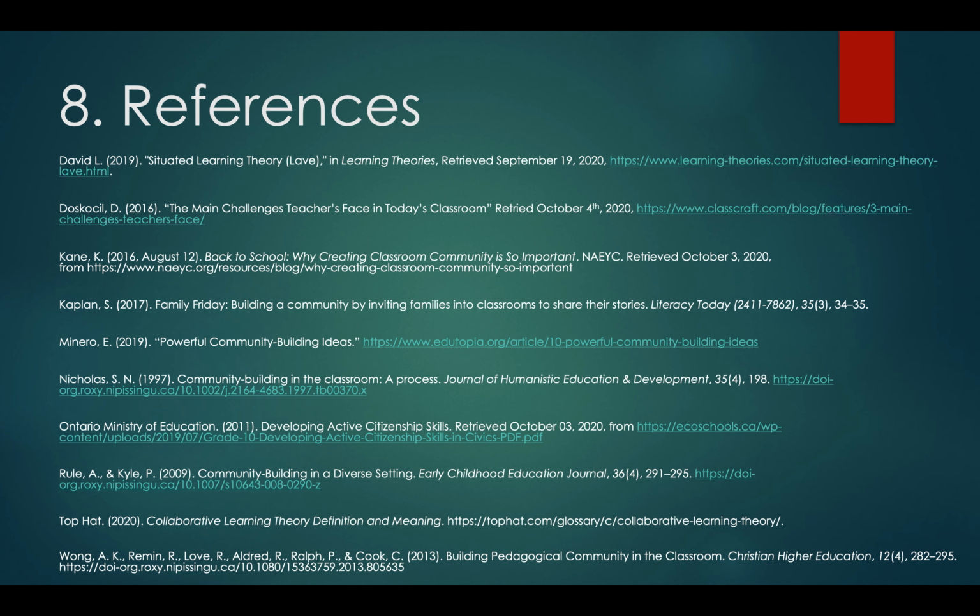If you take a look at this slide, these are my references that I used for both Part A and Part B of this research project, and some of these sources I did use throughout this PowerPoint presentation as well.